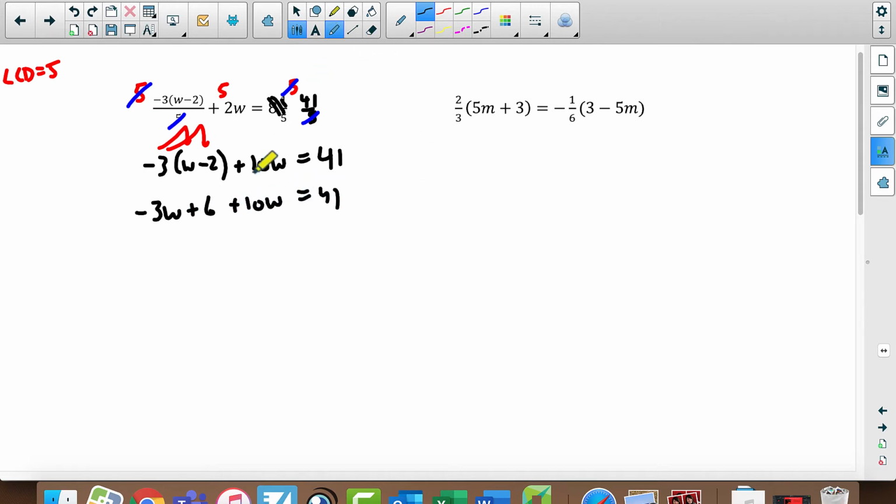Next step. Do we have any like terms? Yes, we do. We have this negative 3w and this plus 10w. So negative 3 plus 10, you have more positives, and you have 7 more. So 7w plus 6 equals 41.